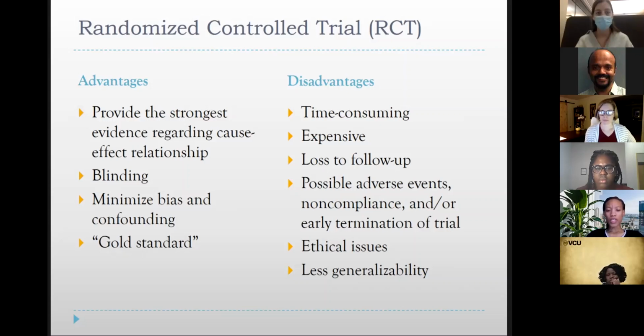And then the last disadvantage is that there's less generalizability. Usually the study subjects are closely monitored, and they may be treated differently than patients in a normal clinical setting. So in general, RCT results only apply to populations that resemble the study sample.